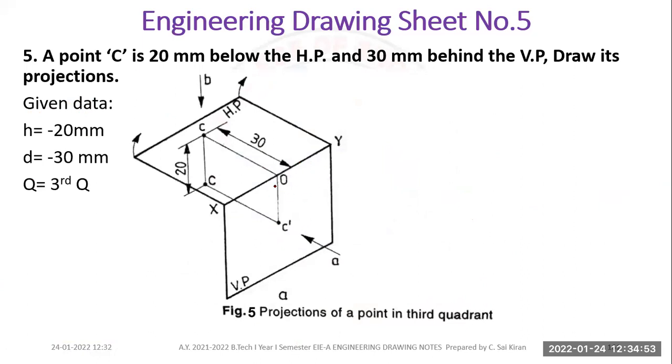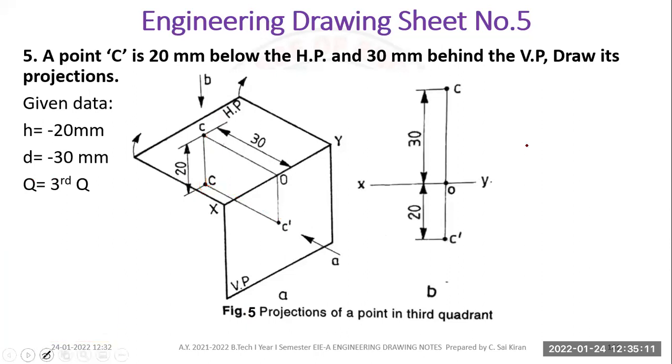This VP and HP are transparent so that the observer can see from this side. Okay. So the point is somewhere here, capital letter C. And this height is negative H, and this is negative D value. It is projected on the HP and VP.